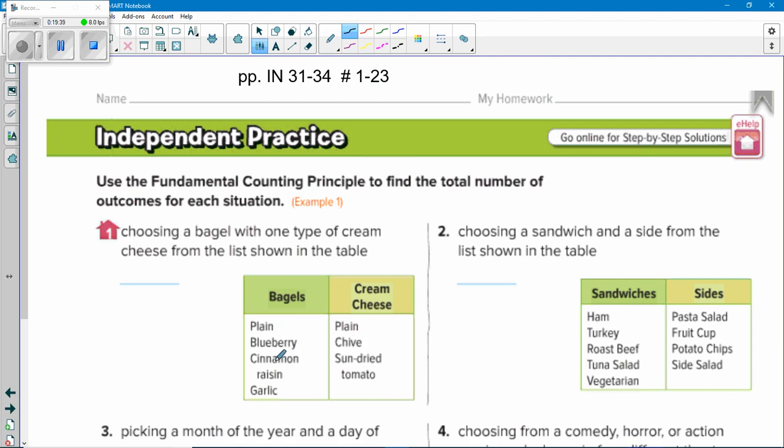Let me help you out with number 1, because with choosing, you have to use your language arts skills. They just want to know the total number of outcomes. Choosing a bagel with 1 type of cream cheese, okay, from the list below. So there's 1, 2, 3, 4 types of bagels. That's cinnamon raisin. Raisin is indented and it's not capitalized, so it's 1. 1, 2, 3 kinds of cream cheese. Sun-dried tomato. 4 times 3 is 12. So there's 12 different ways.